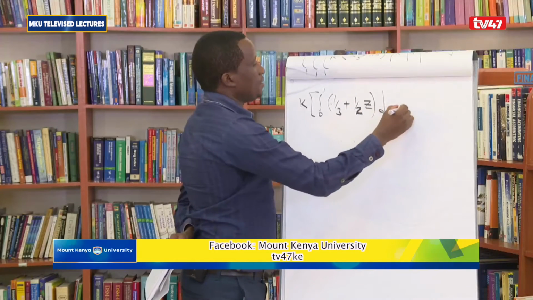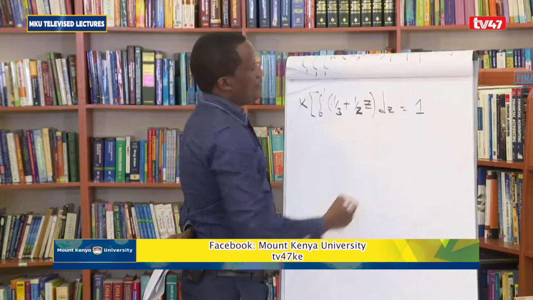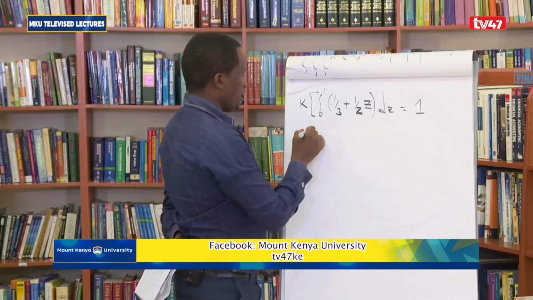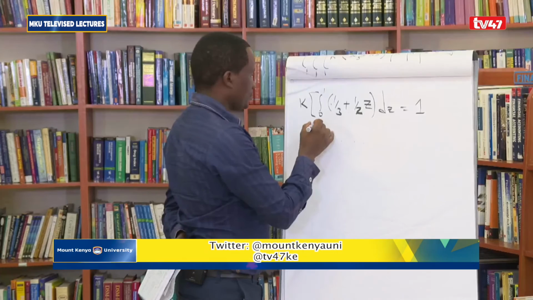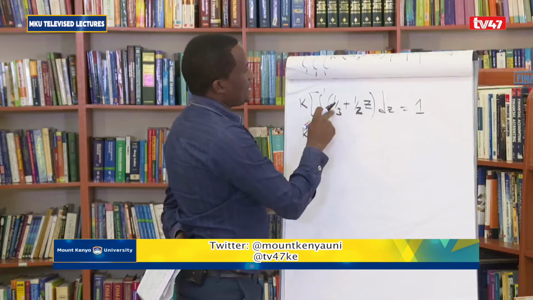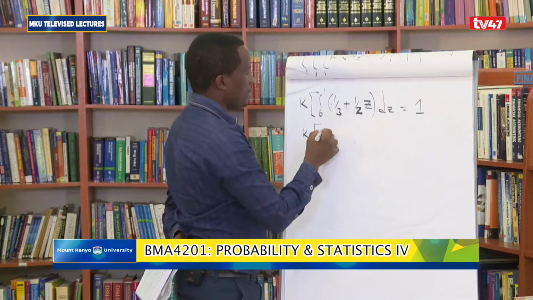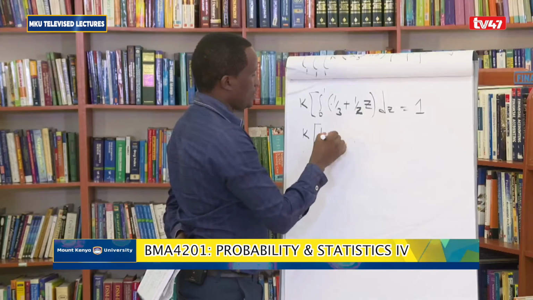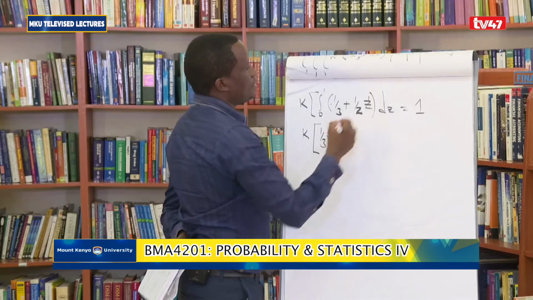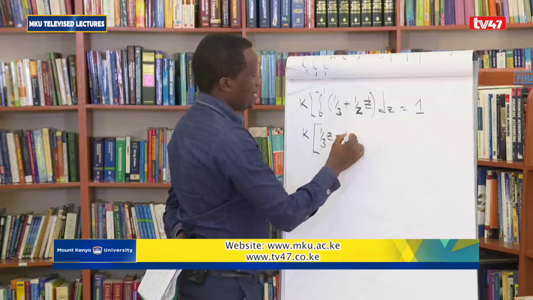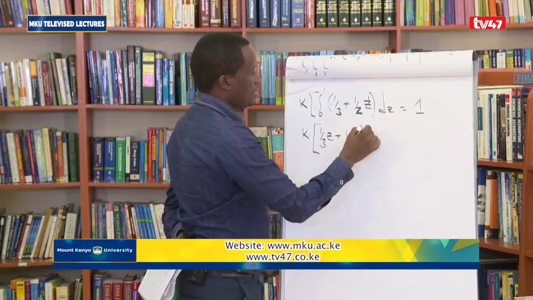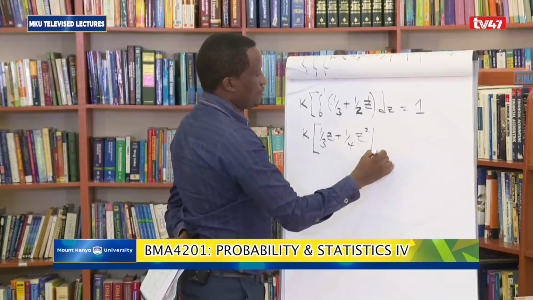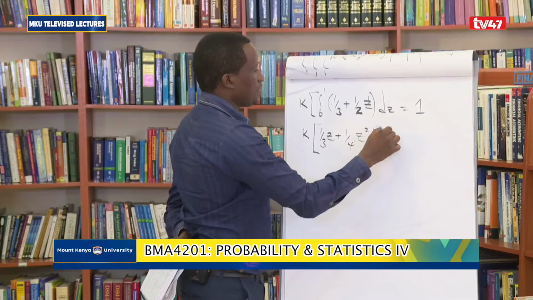Then lastly, we integrate with respect to z. So it will be k. This doesn't have z, so I'm going to have k times z. This has 1 z, so 1 here, add 1, divide, I get 1 over 4 z squared. Then I make replacements for z equals 0 and z equals 1.